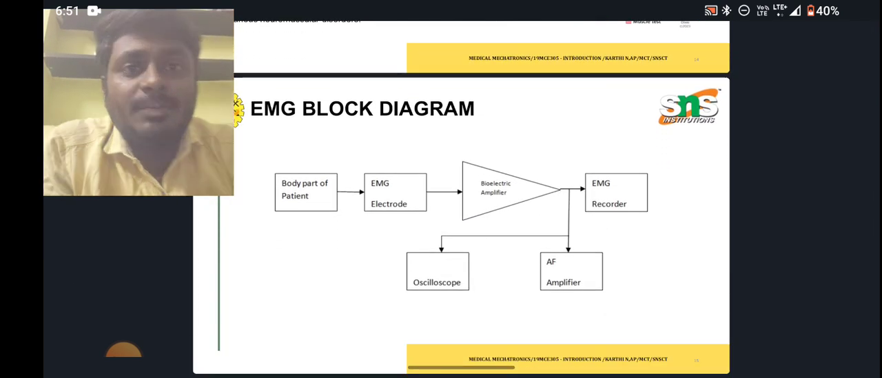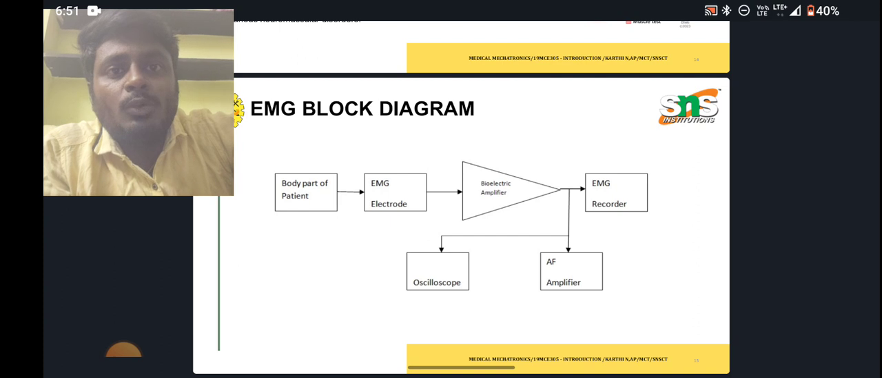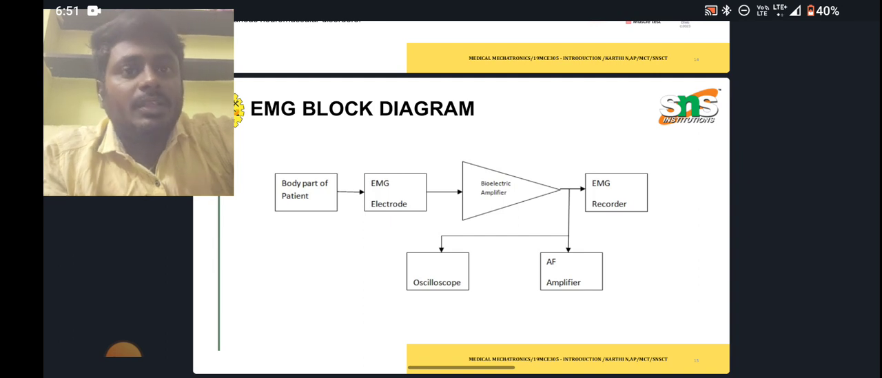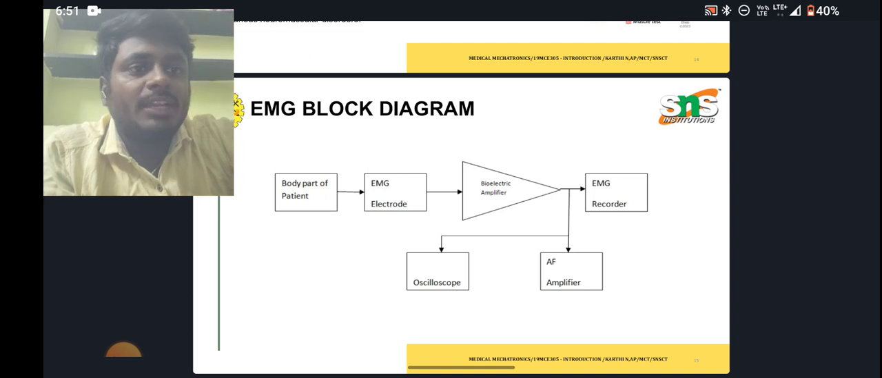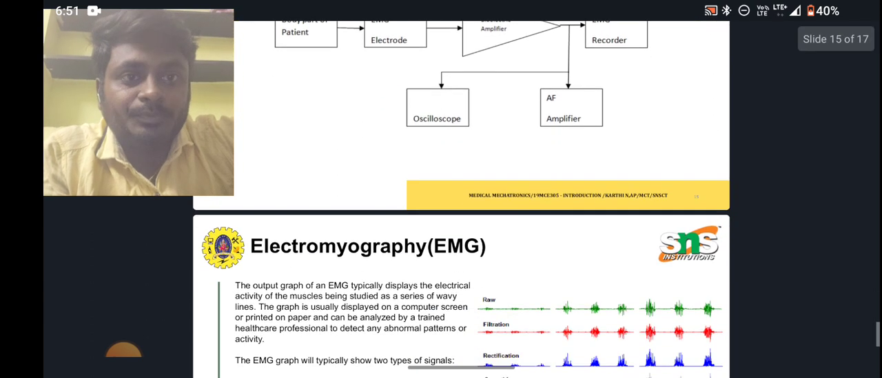And the EMG block diagram: a body part of the muscles is connected to an EMG electrode, which is then connected to an amplifier to amplify the signals from the electrode. An electrode can measure only a small amount of signal from the muscles, which can be boosted by the amplifier, which can be connected to the EMG recorder, through which we can connect to the oscilloscope and speaker to check whether the amplifier is working or not, and also from the EMG recorder we can get the output.